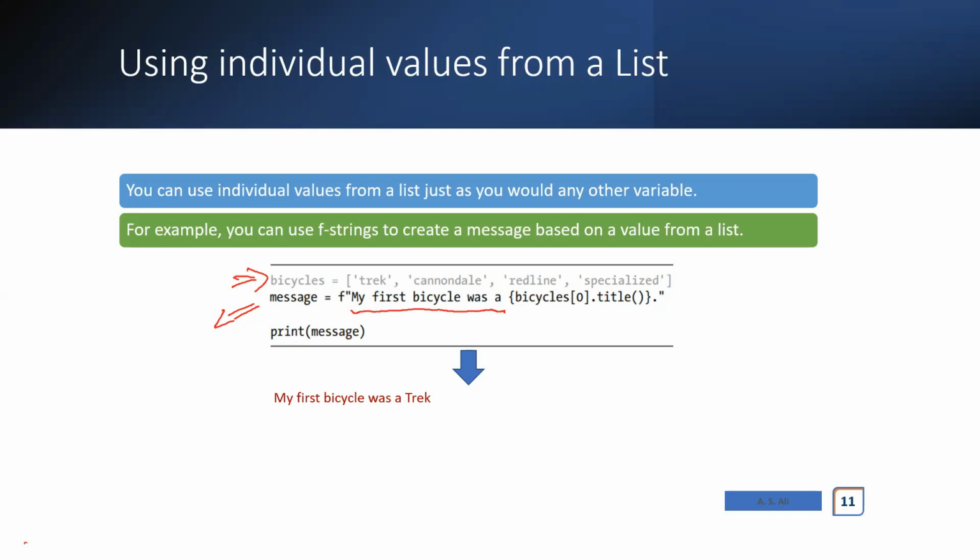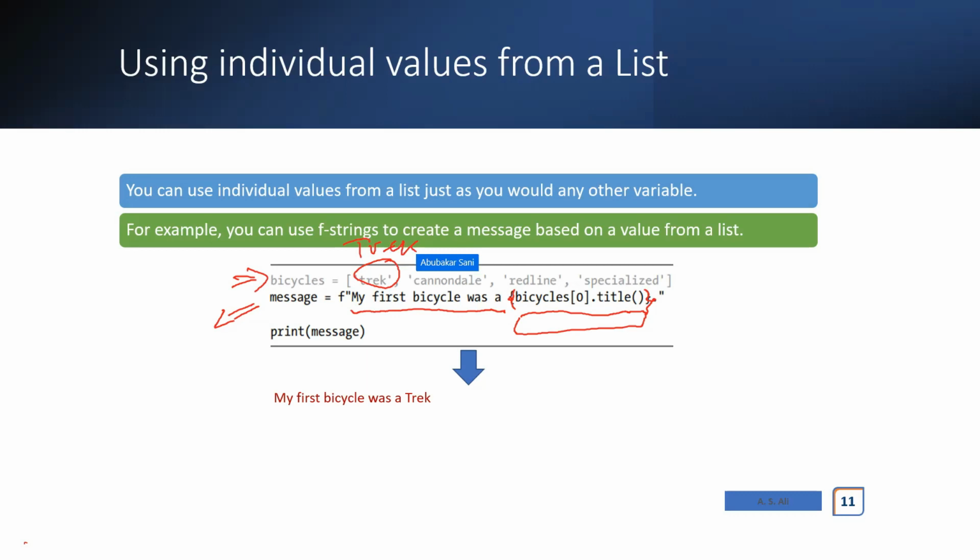Then we have braces. Okay, we looked at this in the previous session in detail. These braces will allow you to incorporate a variable in your message, in the string here: my bicycle was A. So here, bicycles the title. Remember, what did we get when we did bicycles the title? We get track, that is bicycle 0. And when we use the title, the T becomes capital, it becomes uppercase, so we get Track.